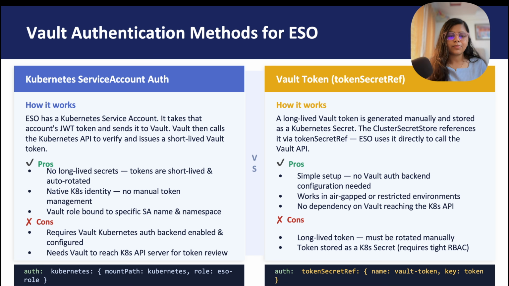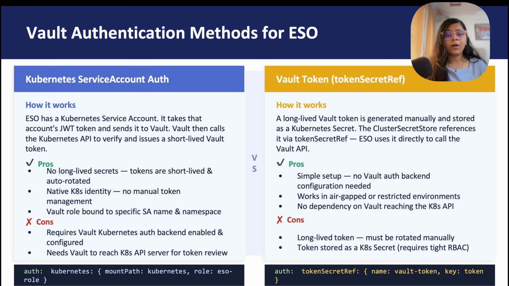Simple, crisp. Now, each one of them has its own pros as well as cons. Okay, so these, that is the service account tokens, are not long lived, because of which they are more secure. Then native Kubernetes identity, no manual token management is involved in this. Everything is done by the API management. Then we have got vault role bound to specific service account name as well as namespace. So this is what happens inside of the service account.